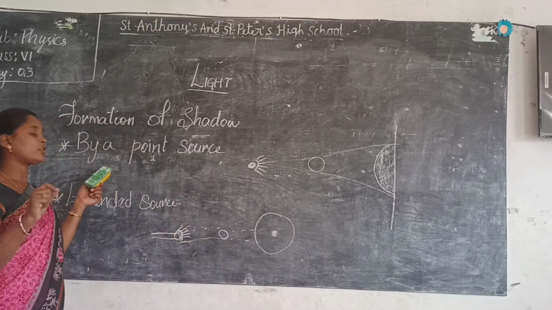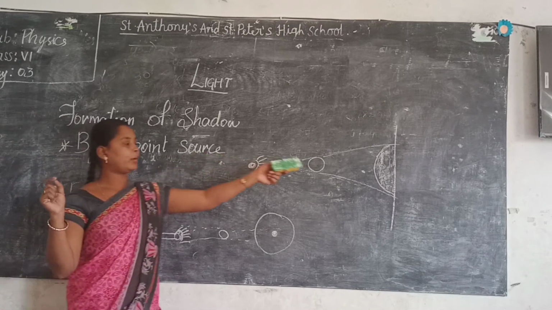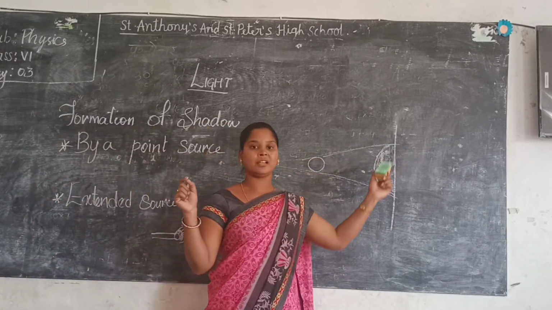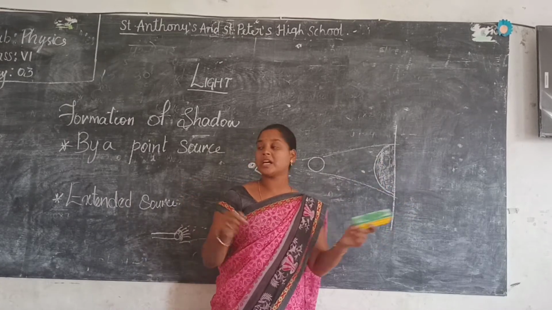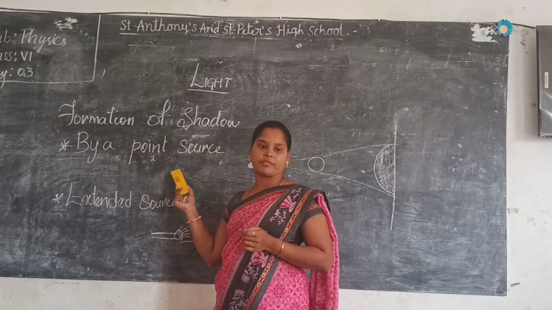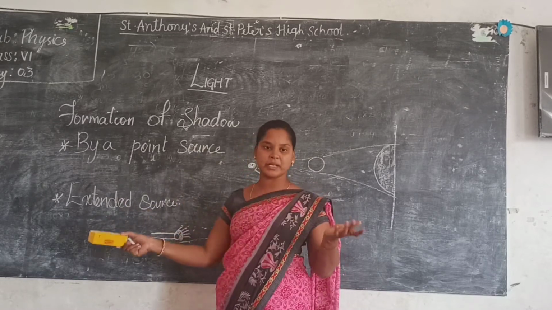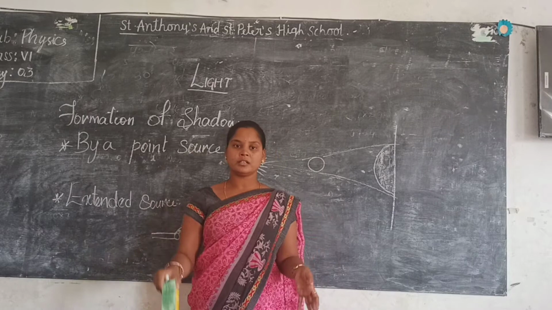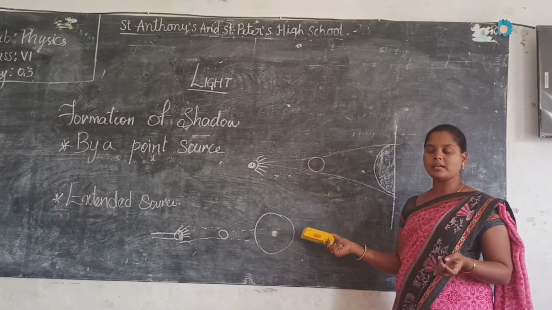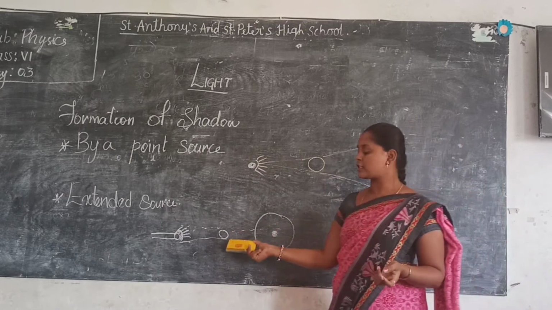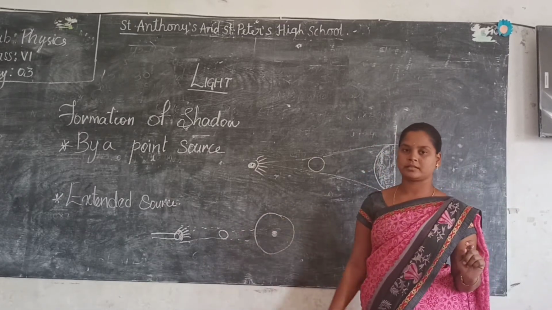Point source of light you already know, just like laser lights. If you keep any ball, you can see only a darker region, that is umbra region. You cannot see penumbra region in the point source of light. In the extended source of light, as the light is big, the object also will be big or small. If the object is big, what happens? Umbra and penumbra are big. And if the object is small, umbra is small, penumbra is big.